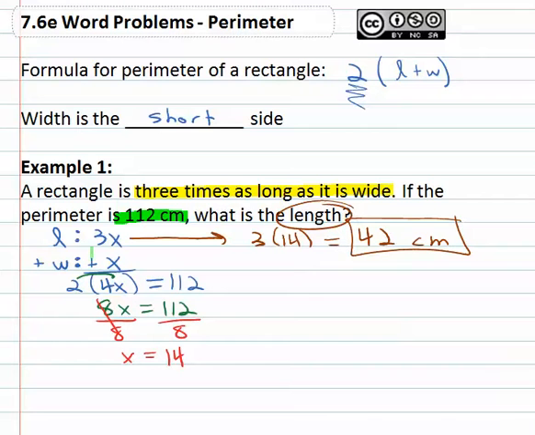So again, how we solved that is we represented the length and the width and added them together, and then we multiply by 2. Let's try another example where we see that process worked out.